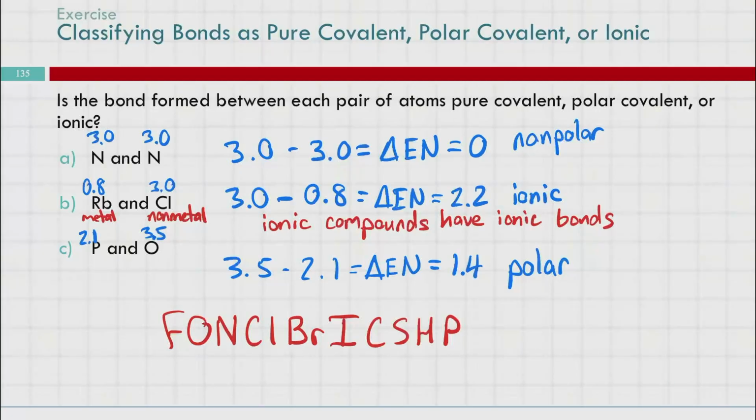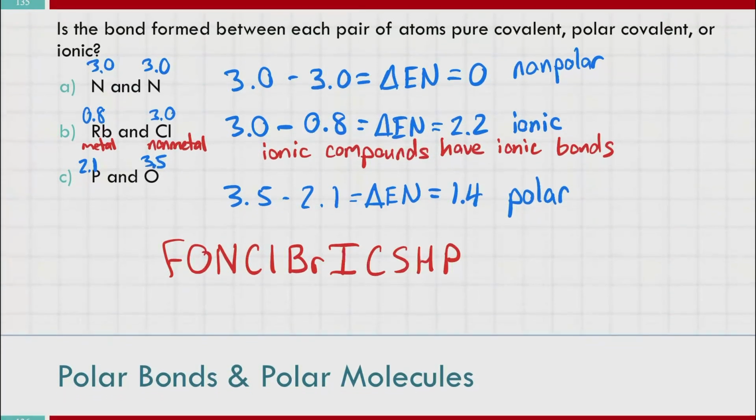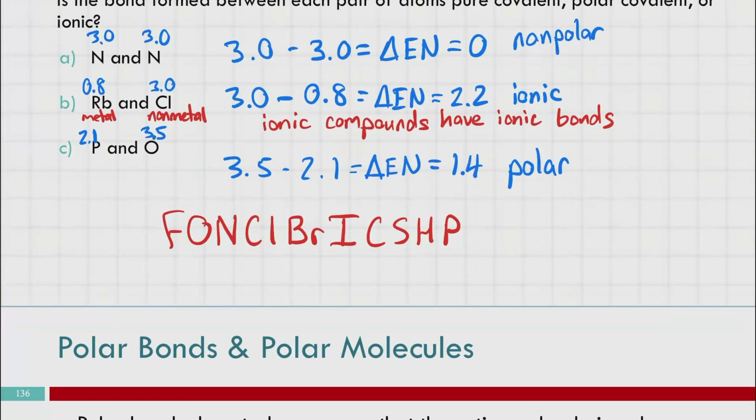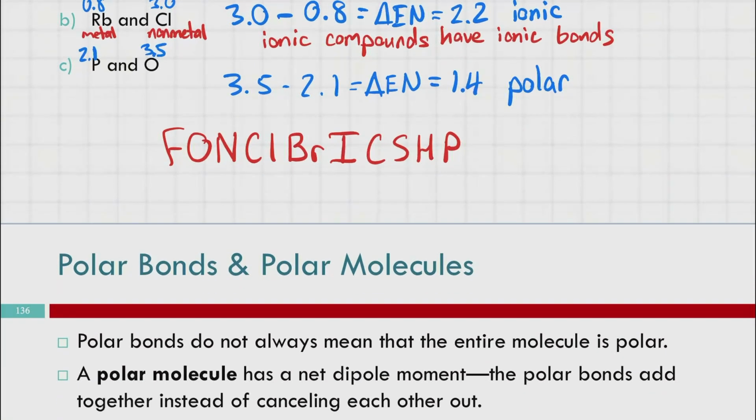The only thing that I don't like about Fonkel brick ship is that you have to get the iodine in the right spot, because it feels like it can also go between the hydrogen and the phosphorus, but it actually goes earlier. So realistically, is that going to help you? Probably not, but I think it's fun. It is a little bit silly at least.